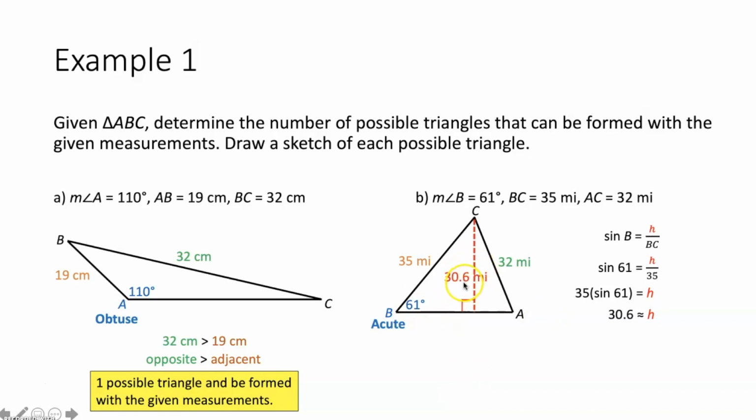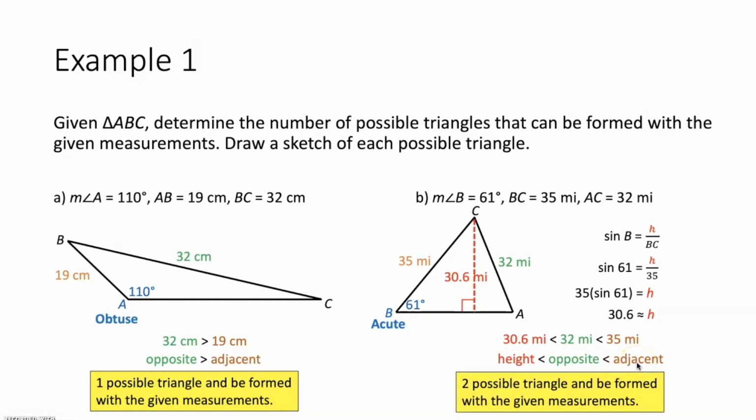Now that I know the height, the length of the side opposite my given angle, and the length of the side adjacent to my given angle, I can write an inequality comparing those measures. And I see that the height of my triangle is less than the length of the side opposite my given angle, which is less than the length of the side adjacent to my given angle, meaning 2 possible triangles could be formed with these given measurements.